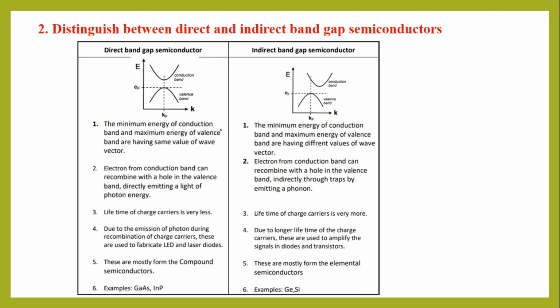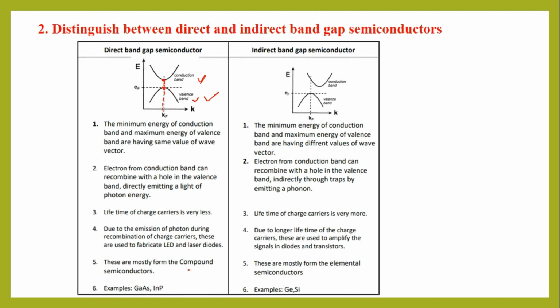Then, what is the difference between direct and indirect band gap semiconductors? When we observe the E versus K diagram, energy versus propagation constant, we have two bands, the valence band and the conduction band. If the top of the valence band and the lower edge of the conduction band lie at the same K value, that is a direct band gap semiconductor. In indirect band gap semiconductors, the K value is different for the conduction band and the valence band. That's the main difference, and based on this, the applications change.